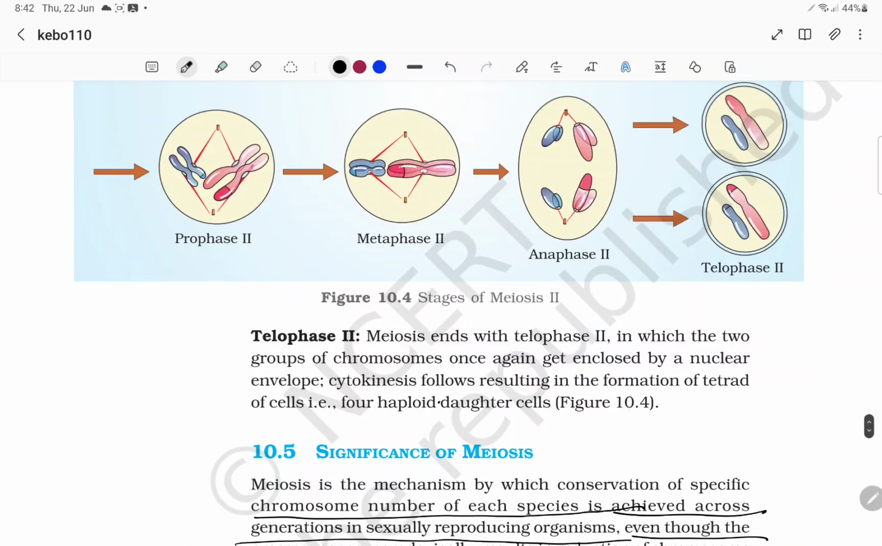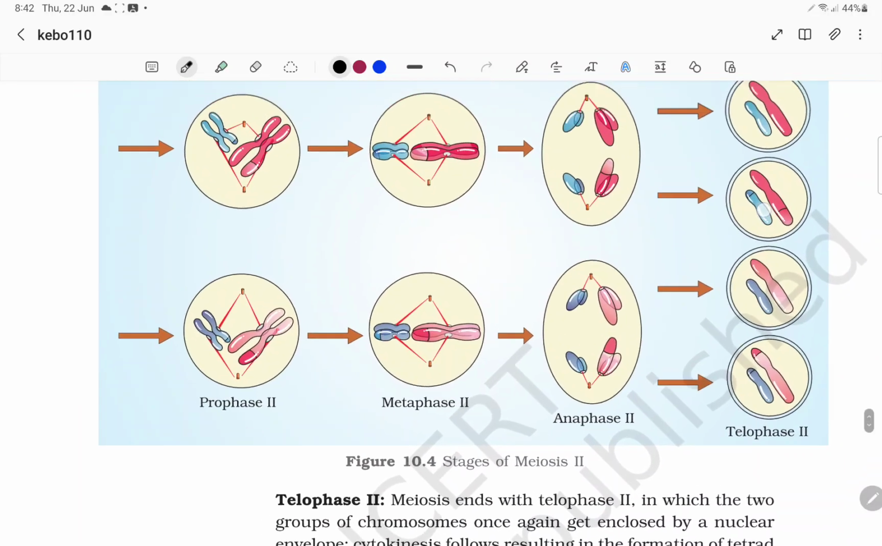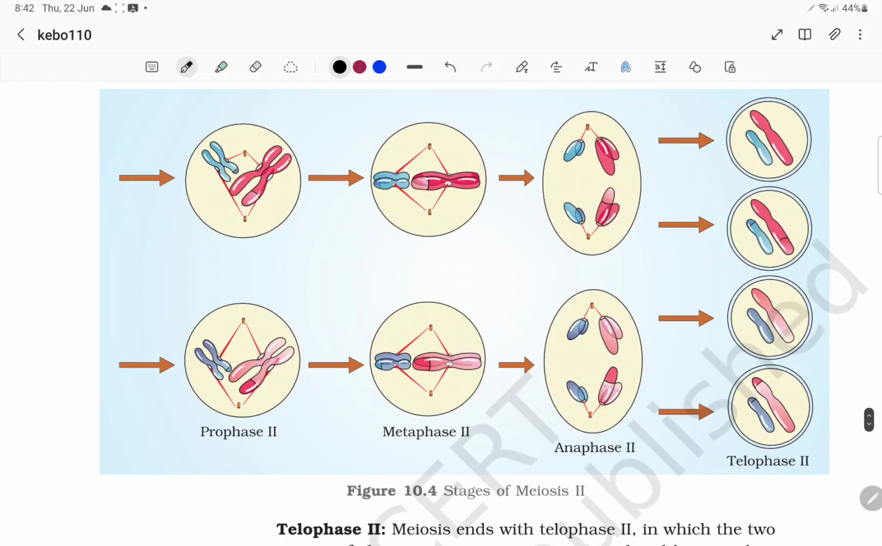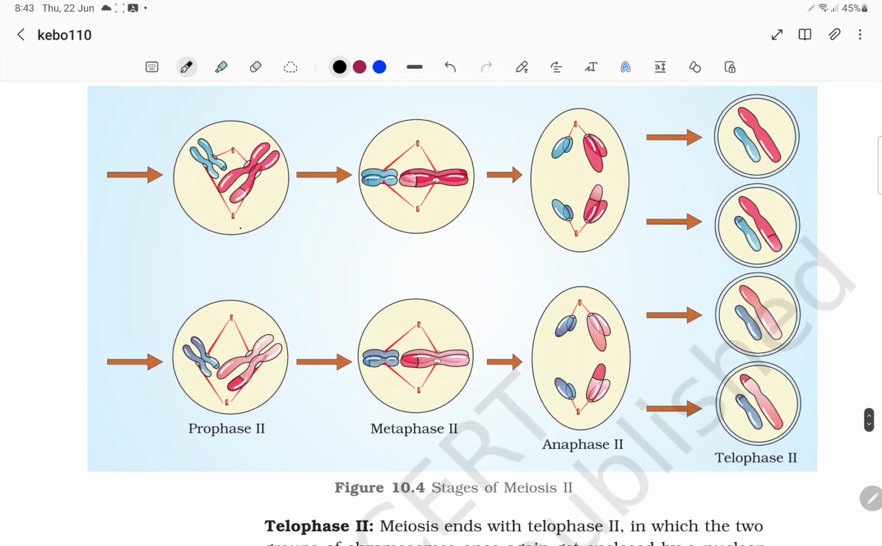This is about cell cycle and cell division. So you can see this is prophase. This is mitotic prophase and this is meiotic prophase. Meiosis 2 prophase is very similar. You can see the spindle fibers moving to the opposite poles and getting attached. And finally the middle alignment takes place.